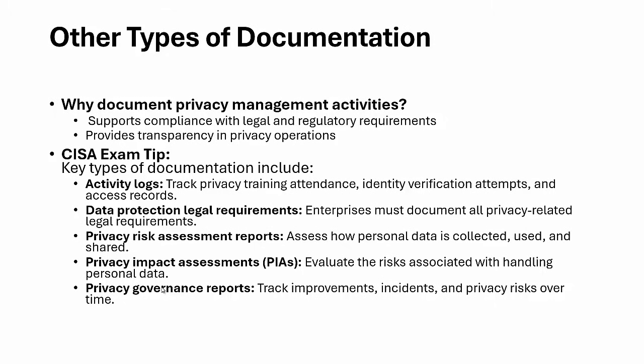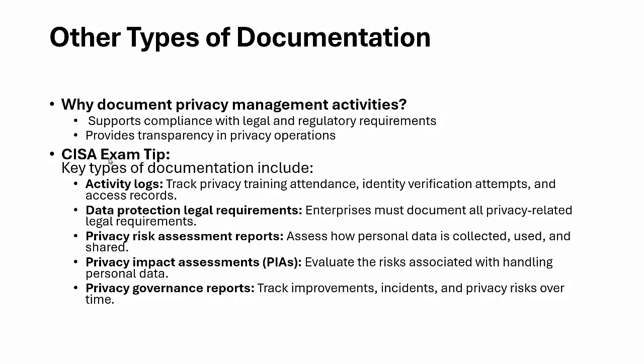I repeat again, these are the different types of documents we have. Data protection legal requirement, where we document all the privacy legal requirements; for GDPR, for example, there is a minimum set of documents we need to maintain. Then the privacy risk assessment report, where we document how personal data is collected, used and so on. The PIA talks about the level of risk we have in privacy, and how you track everything overall is part of the privacy governance report.